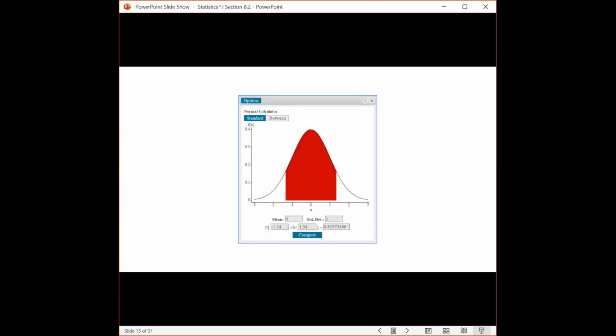And there's a picture. This is what you enter into StatCrunch. So you've got the negative 1.34 and the positive 1.34, and you can see the 0.8197, and you can see the shaded part that is between the tails, where we want what is in the tails.